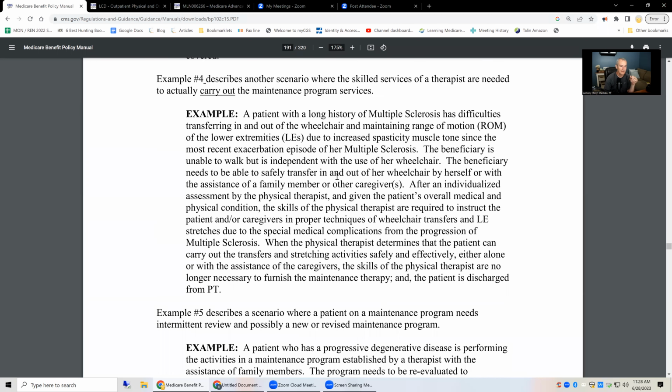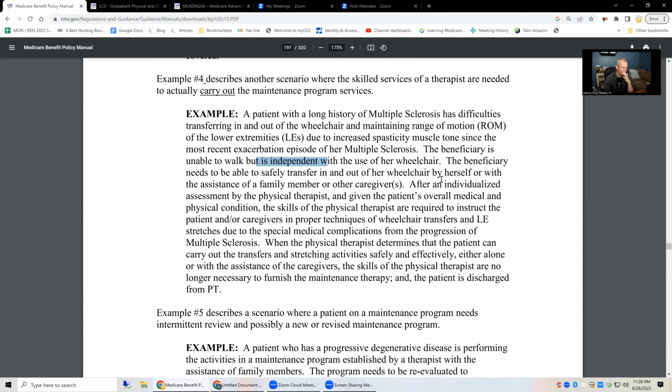Finally, we've got another one about MS. This is the last one I'll read. There's a couple more for you to check out. Patient with a long history of MS, difficulty transferring in and out of a wheelchair, maintaining range of motion of the lower extremity due to increased spasticity and muscle tone since the most recent exacerbation. The beneficiary is unable to walk, but is independent with the use of a wheelchair. Beneficiary needs to be able to safely transfer in and out of the wheelchair by herself or with the assistance of a family member or caregiver.